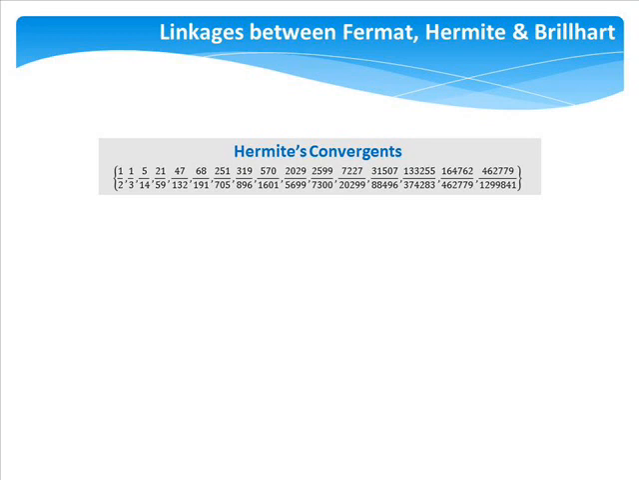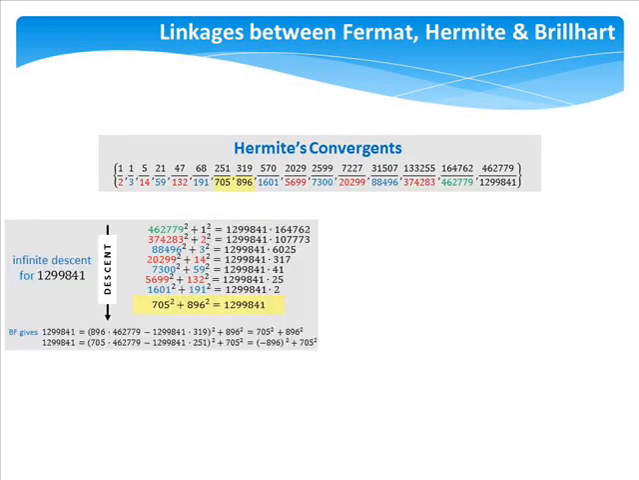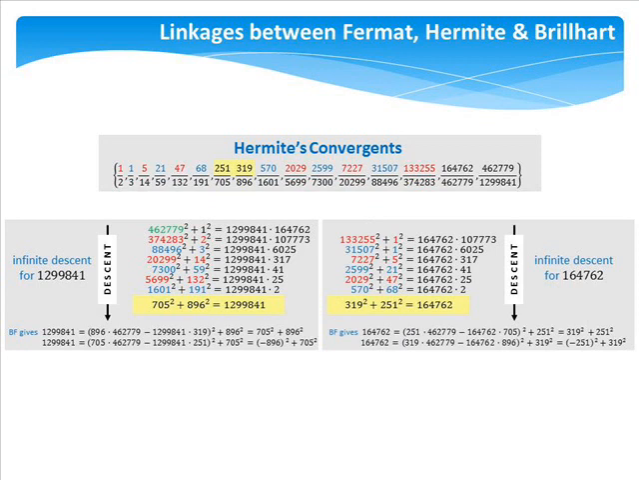About Hermite's convergence, it's worth mentioning two things. The first one is that while we could derive an infinite descent coupling the divisors in Brillhart's extended Euclidean algorithm, which are the denominators of Hermite's convergence, there's also an infinite descent coupling the numerators of Hermite's convergence, which then give us one of the representations of 164,762 as a sum of two squares.